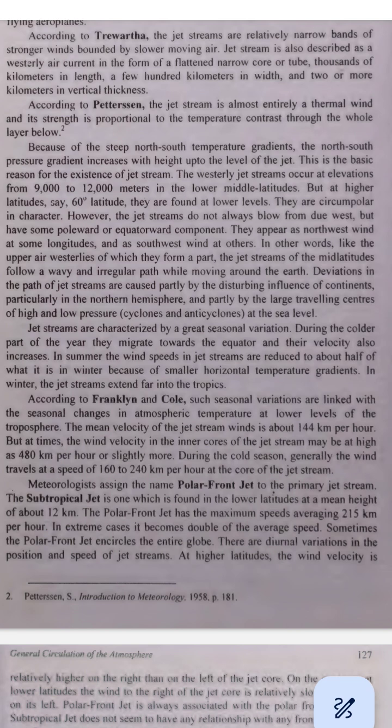Example: if you open a window on one side of a house, warm air, and a door on the other side, cold air, the air will rush through quickly. That's kind of what happens in a jet stream.